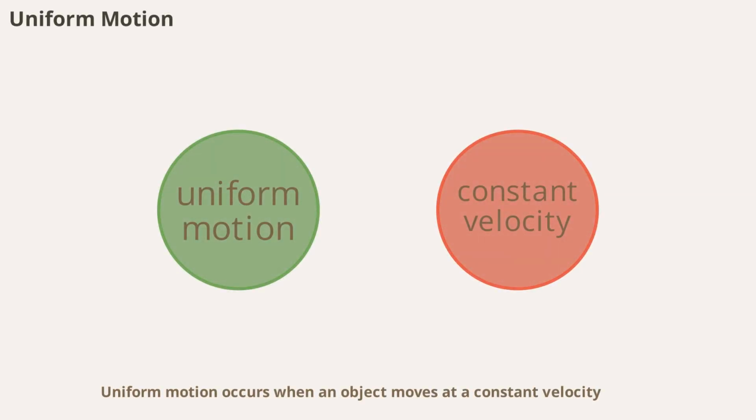Uniform motion occurs when an object moves at a constant velocity, covering equal distances in equal intervals of time. There's no change in speed or direction. This type of motion is the simplest to analyze and forms the basis for understanding more complex movements.